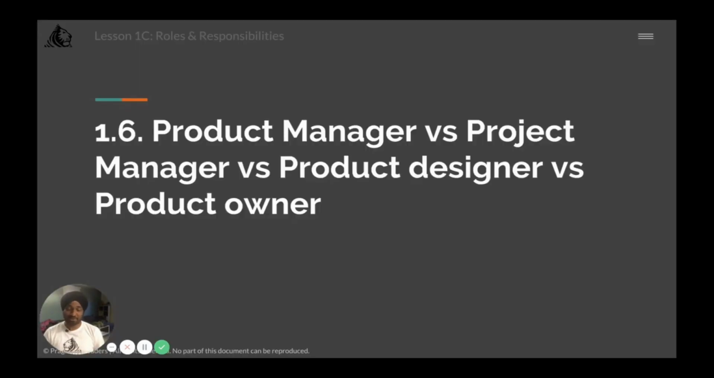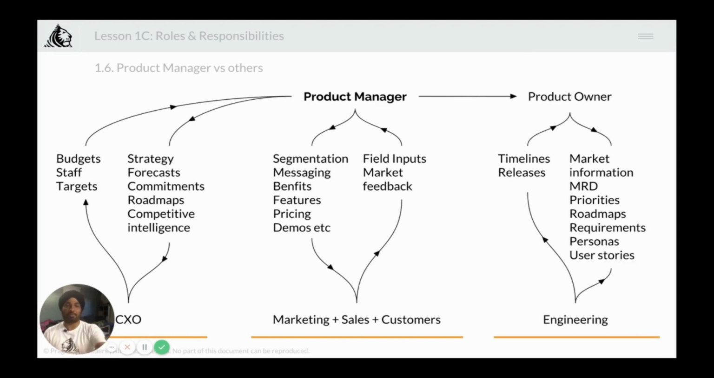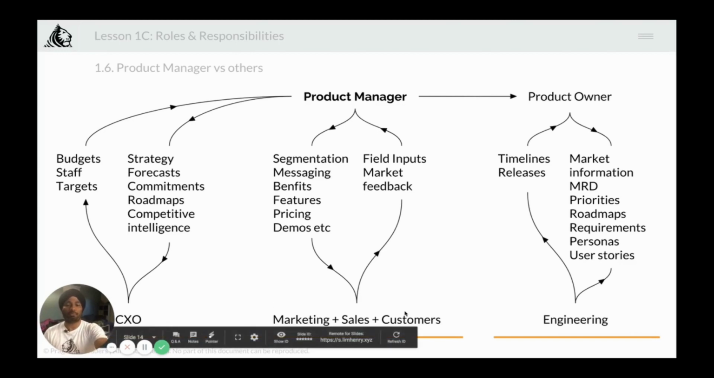Now, this is a very interesting subtopic: product manager versus project manager versus product designer versus product owner, and this has been asked to me so many times. Well, in the classical sense, a product manager is the one who is communicating with or coordinating with the marketing, sales, and customers to segment, to message, to figure out the benefits, features, pricing, demos, etc., and is collecting the field inputs and market feedback from the marketing, sales, and customers audience, right?